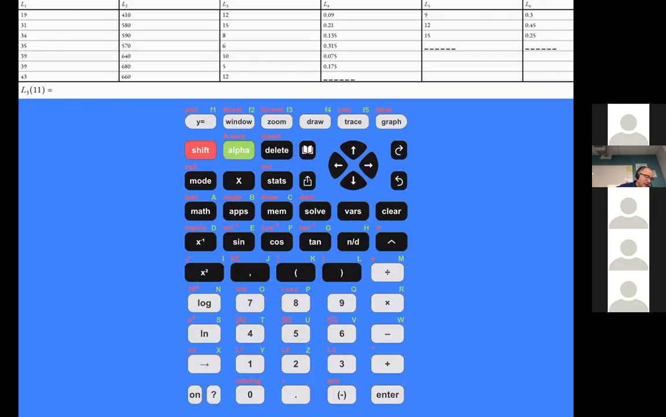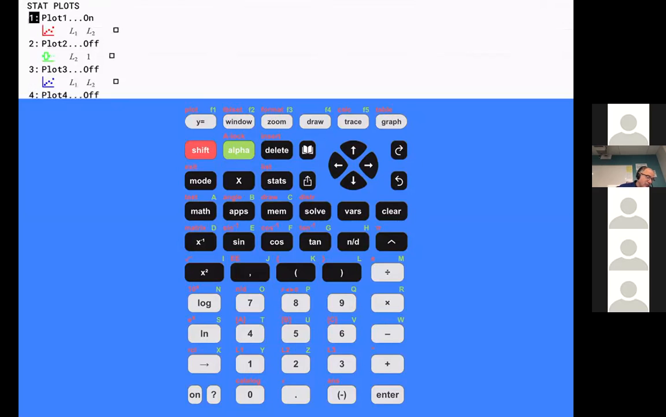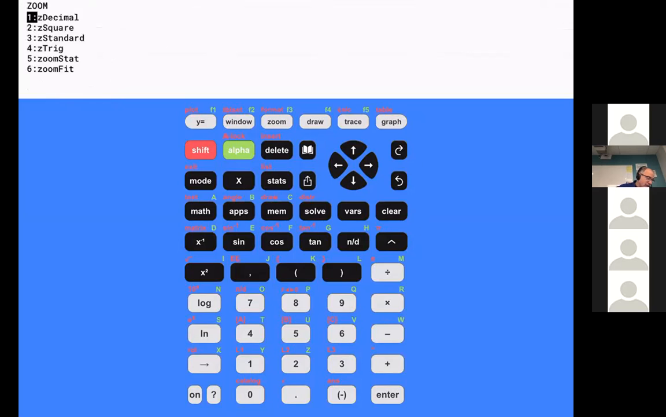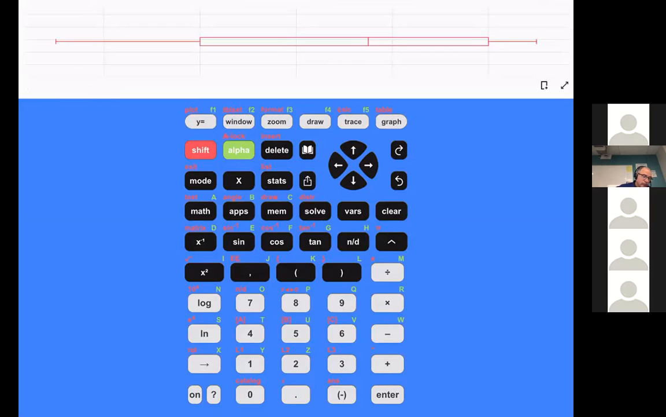First thing is, if I have data, I'm going to go look at my box plot. So I'm going to go second, plot, into plot number 1. We're going to arrow down. I need to turn this into a box plot. My data is stored in L3. And then we're going to zoom and stat. So there is my box plot.